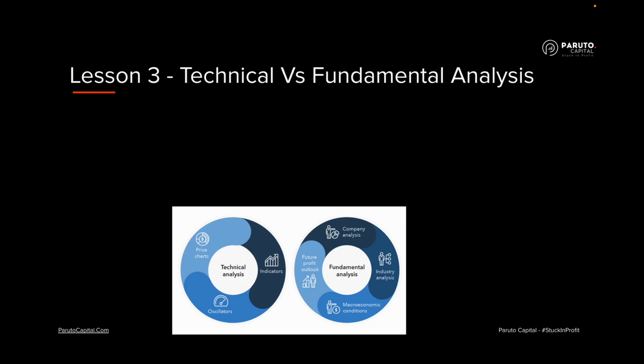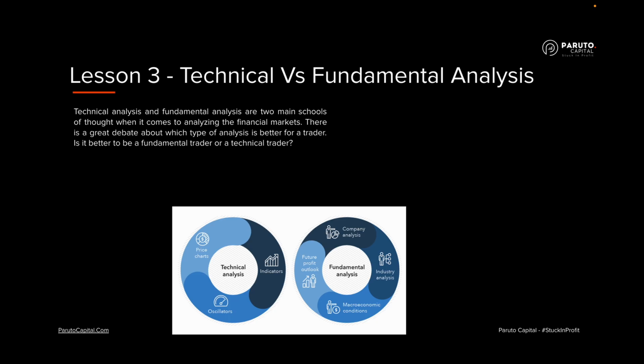On the other hand, we have the fundamental analysis. So for this one, what affects it is company analysis, industry analysis, microeconomic conditions, future profit outlook. So it is very important that we take note of this.